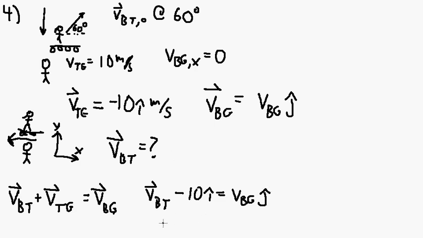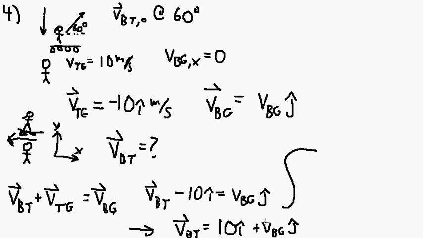So really what this tells us is that the velocity of the ball with respect to the train equals positive 10 i hat. We're just taking this and moving the 10 i hat to the other side: 10 i hat plus the ball's velocity with respect to the ground in the j hat direction. The point is this is just vertical, so this just adds up nicely.